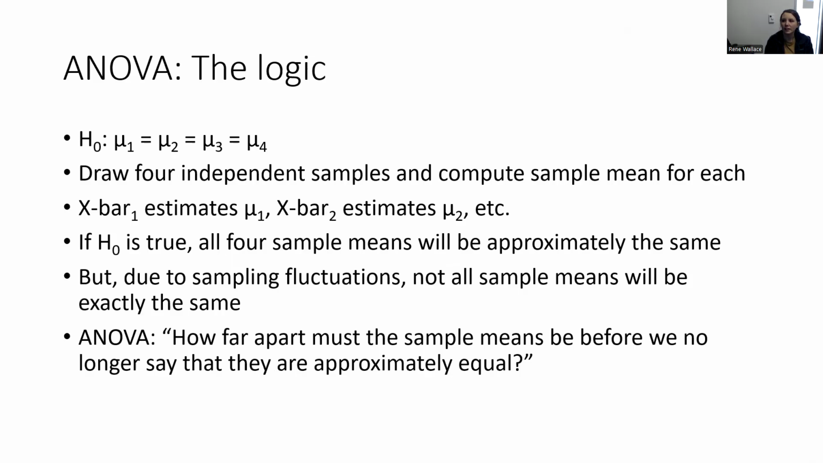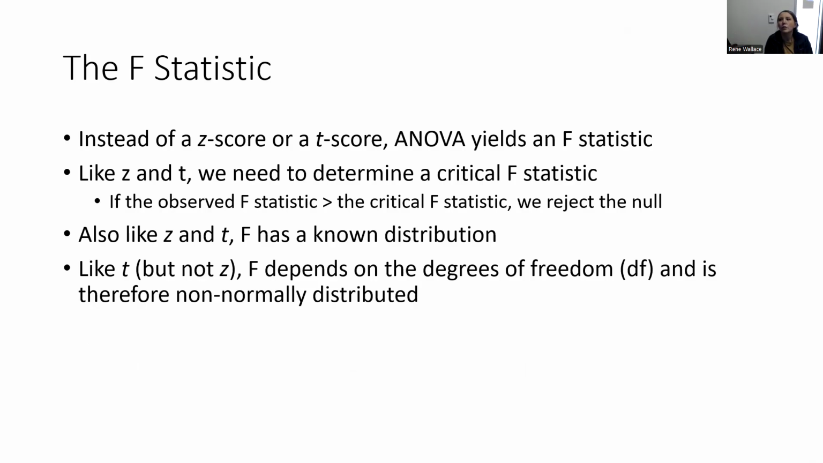So the ANOVA is telling us how far apart must the sample means be before we could no longer say that they're approximately equal, right? Because it's not going to be exactly the same. But it'll be close enough that we'll go, yeah, those are pretty much the same. There's no significance there. So how much difference equals significant? Well, we do that with an F-stat.